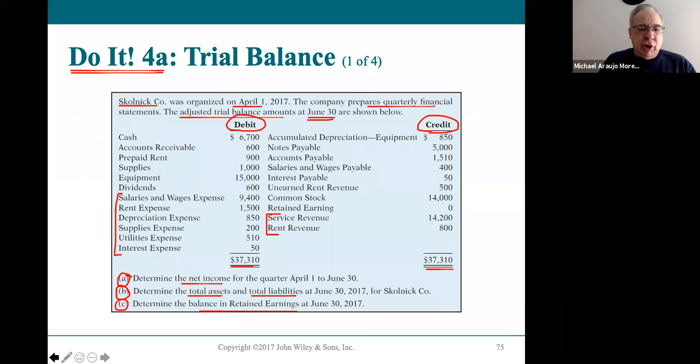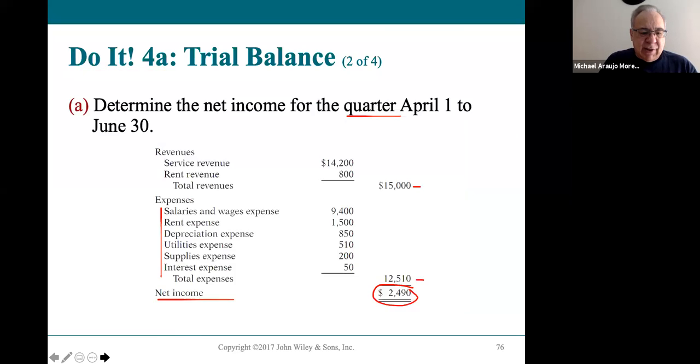The next thing they want you to do is put together total assets. Well, here your assets, you have cash, receivables, prepaid rent, supplies, and equipment. And don't forget, if there's equipment, there's accumulated depreciation on that equipment. Right? So those are all of your assets. They want you to know what your liabilities are here. So all your liabilities are listed here: notes payable, accounts payable, all the way down to unearned revenue. Those are your liabilities. So that's the information you need to know to find out that answer.